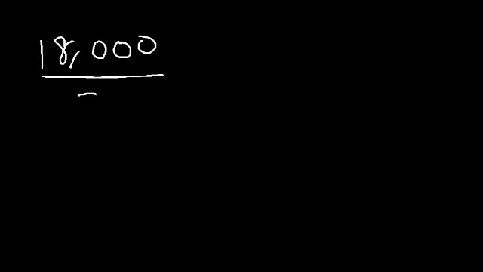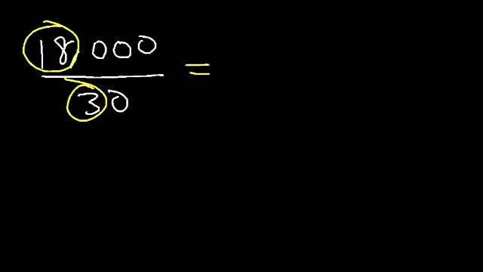So what about this one? What's 18,000 divided by 30? 18 divided by 3 is 6. Now we can cancel a 0. So we have two zeros left over. We're going to carry it over. So 18,000 divided by 30 is 600.